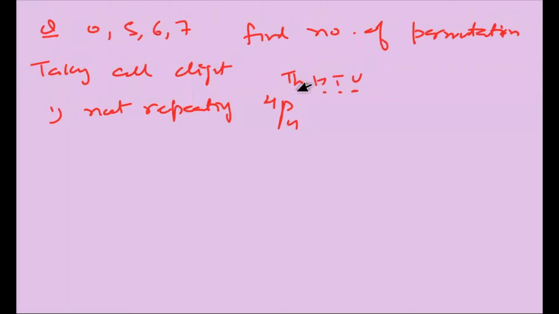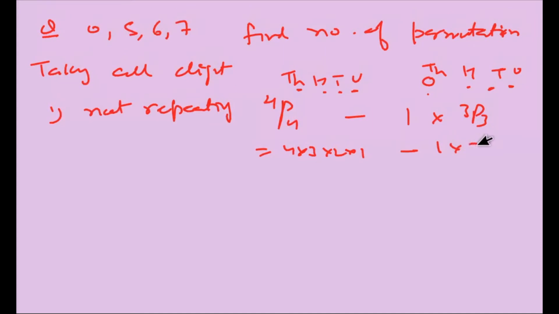But if 0 is on the thousands place, then you can understand this is not a 4-digit number. So you have to subtract this. 0 can be filled in 1 way and the other 3 in 3P3 ways. So total ways are 4P4 minus 1 into 3P3. That is 4 into 3 into 2 into 1 minus 1 into 3 into 2 into 1. 24 minus 6, that is 18.